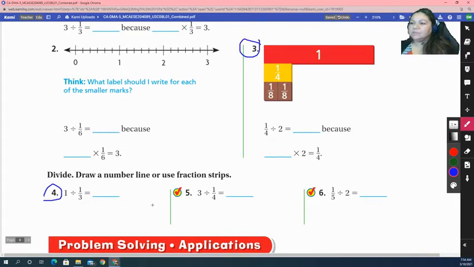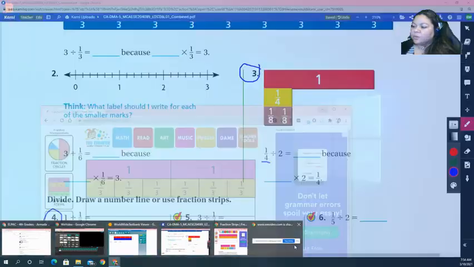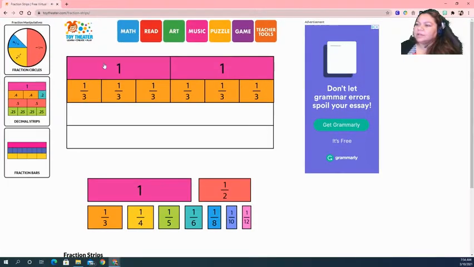So you need to make sure that you take note of that: we cannot switch the numbers. We cannot switch the dividend or divisor. So remember that the first number in your division is the dividend, and it's divided by the divisor. So in this case, we have 1/4 divided by 2. So I will model 1/4 first. So when we go to our fraction strips, which I'm going to go ahead and clear.